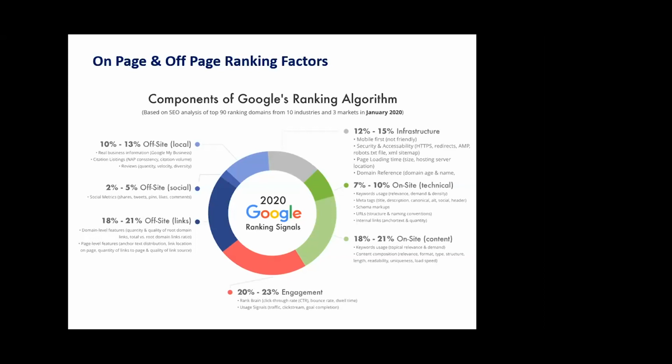The second one there is offsite social. So that's social metrics. So in other words, what that means is, people coming onto your website, sharing your content, tweeting your content, commenting on your content, etc. 18 to 21%. So this is a significant weighting here in terms of your website.